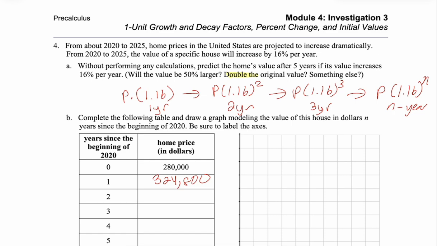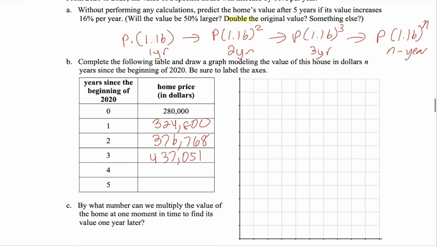So if we do it again, multiply by 1.16, now it's 376,768. Do it again. It's 437,051, going to the nearest dollar. Do it again. It's 506,979. Do it again. It's 588,096.